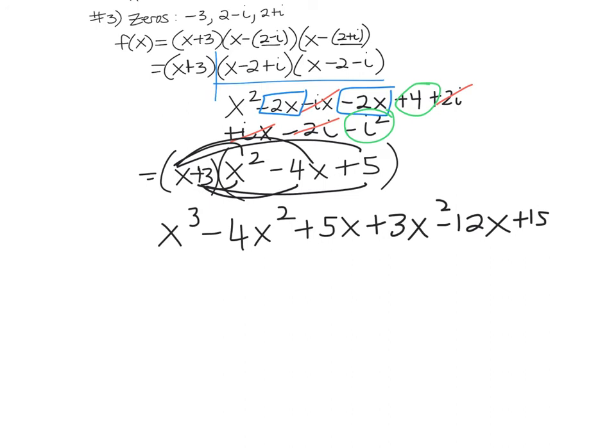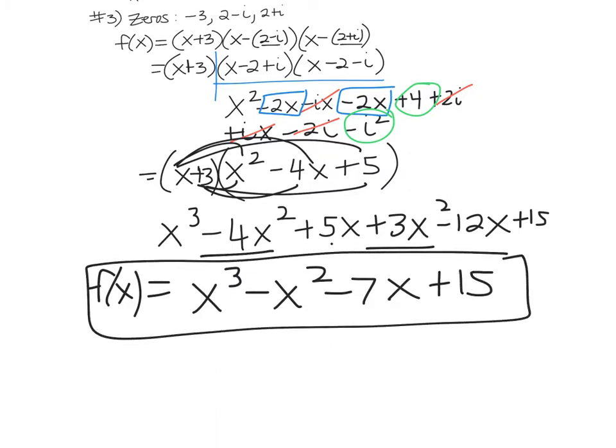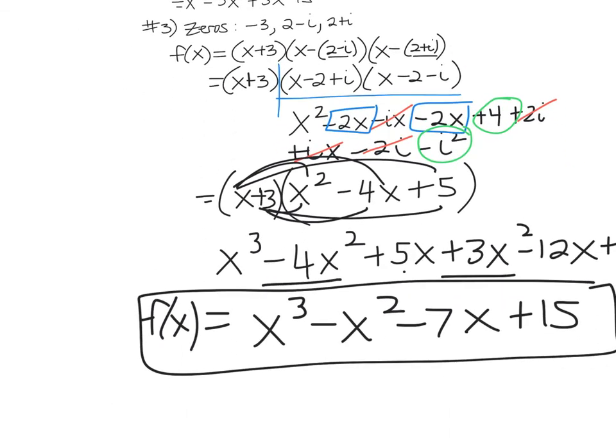Okay, let's combine all our like terms and then we'll finally be done with this problem. So our polynomial, f of x, is equal to x cubed. How many x squares do I have? Good. Minus x squared. 5x and -12x is -7x plus 15. There it is. And you should expect a cubic because we started with 3 zeros. And then that's what it would be.